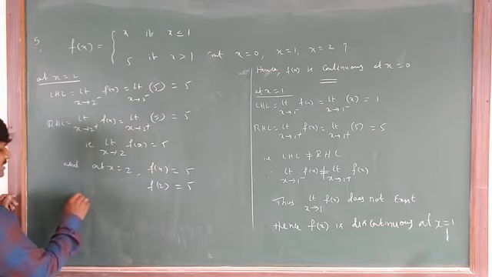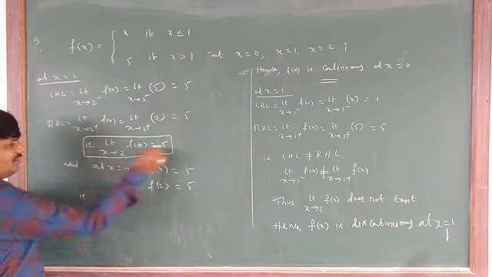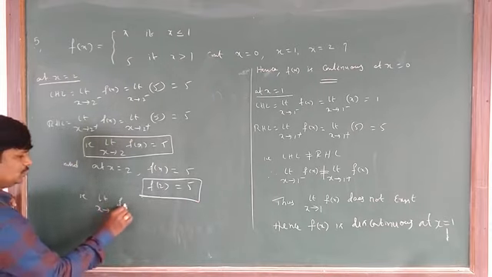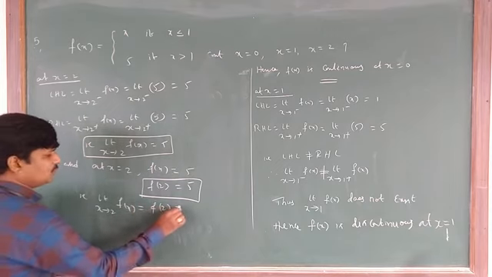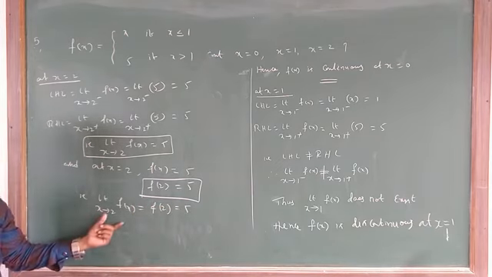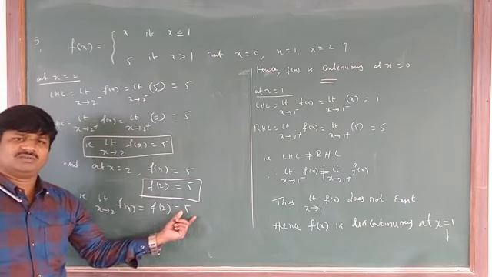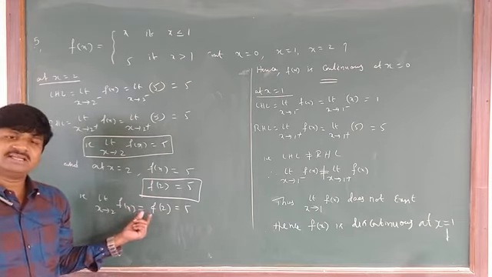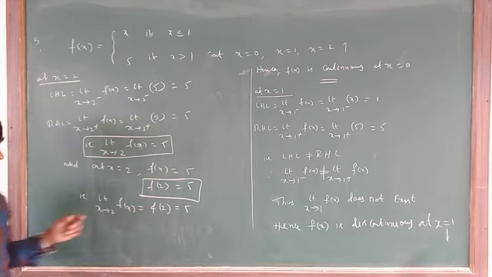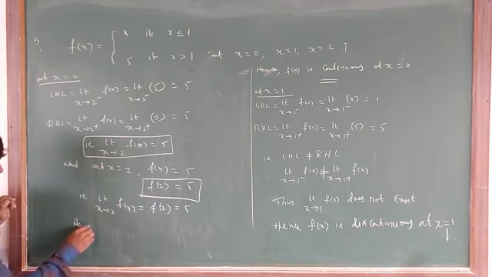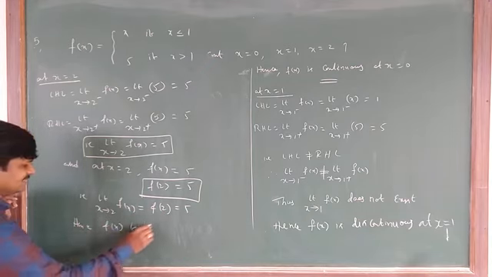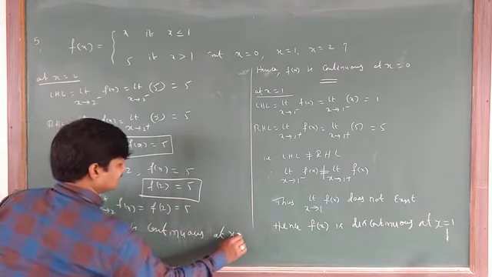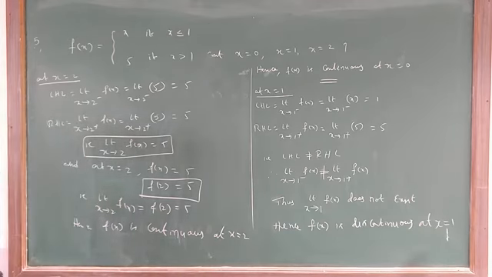Just observe here. The limit value is 5. F of 2 is also 5. That is, limit x tends to 2 f of x is equal to f of 2 is equal to 5. So the limit value and f of 2 value both are 5 only. Then the limit exists and that value is equal to f of 2. Hence f of x is continuous at x is equal to 2.